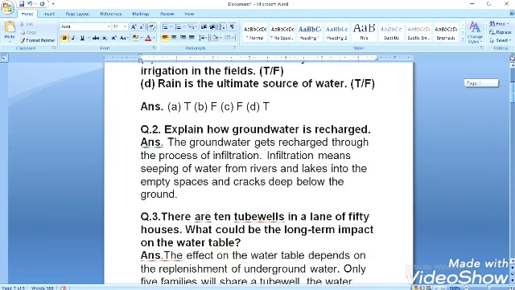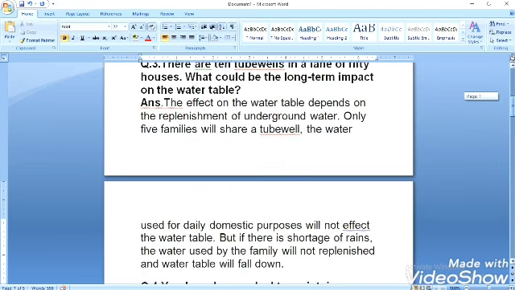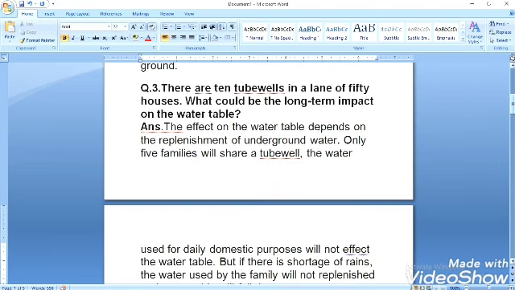Second question, explain how groundwater is recharged. The groundwater gets recharged through the process of what? Infiltration. Infiltration means seeping of water from rivers and lakes into the empty spaces and cracks deep below the ground. So this process is known as what? Infiltration. Third one, there are 10 tube wells in a lane of 50 houses. What could be the long-term impact on the water table?